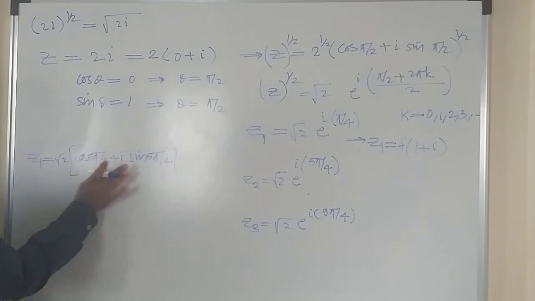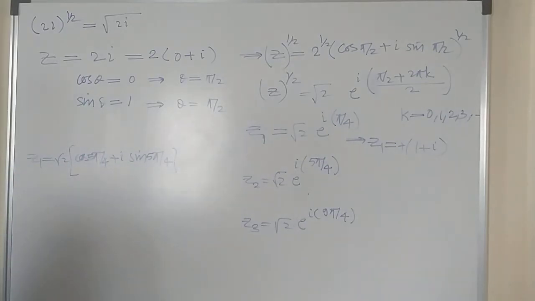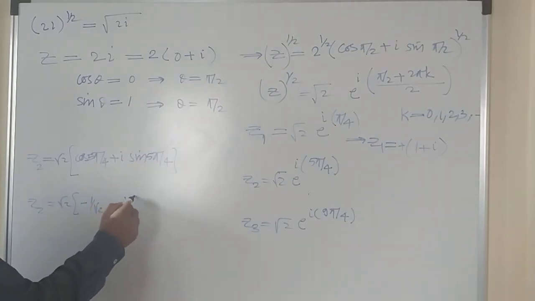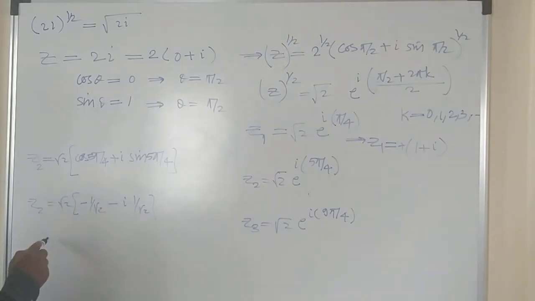5 pi by 4 is coming in the third quadrant, and therefore the values of cos and sin theta in the third quadrant are both negative. Right? You might be knowing that table. If you don't know, you should look for that table where the values of cos and sin in the four different quadrants are positive and where negative. So you will get here root 2 into minus 1 by root 2 plus, here again you will get minus I into 1 by root 2. So root 2 will be common, negative sign will be common again, and here you will get 1 plus I. Isn't it? Similarly, you can work out for the third one.